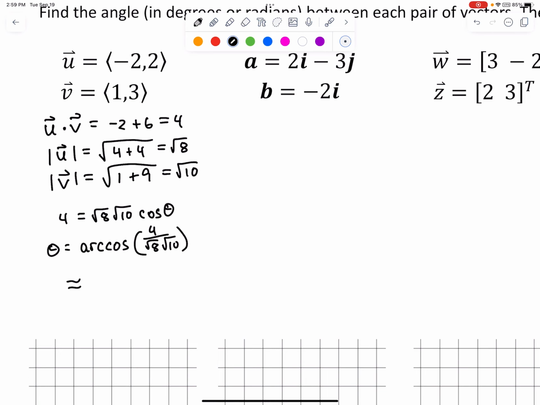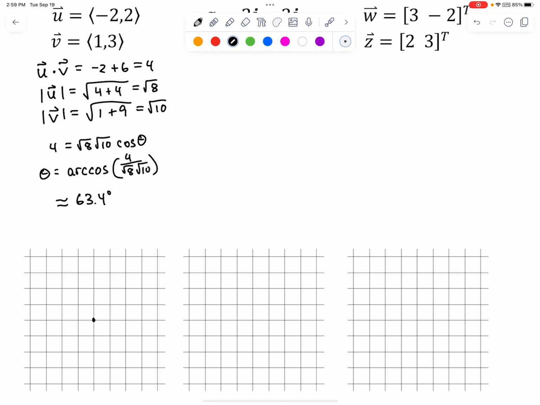So approximately 63.4 degrees. Let's go ahead and graph both of these. I'll put the origin right there. So vector u is left 2 up 2, and vector v is right 1 up 3. And I'm positioning them so that their tails are in the same location. The angle that we found was this acute angle right here, and it is about 63.4 degrees.